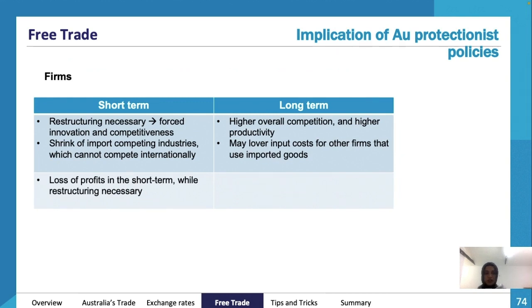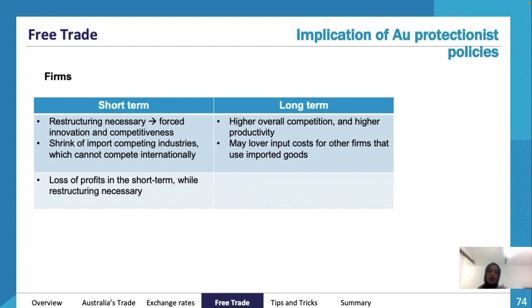Then we move on to firms. With firms, short-term restructuring might be necessary, so forced innovation and competitiveness, and a shrinking of import-competing industries, so they cannot compete internationally. Those businesses will then close down, so that's going to impact firms. And there's also going to be a loss of profits in the short term, whilst restructuring is necessary. Long term, however, we see that things will improve.